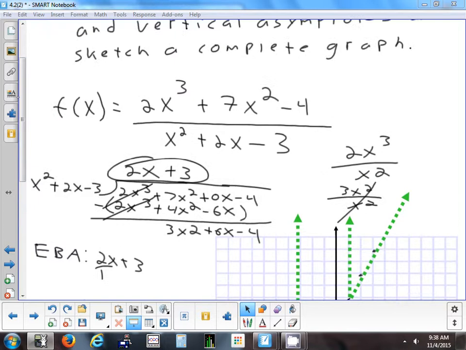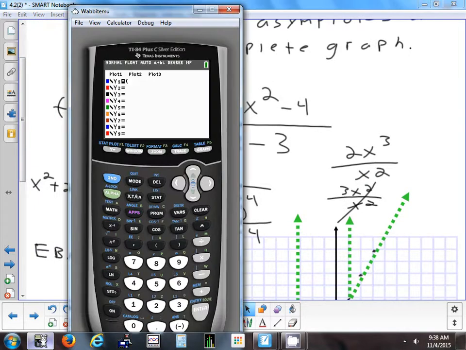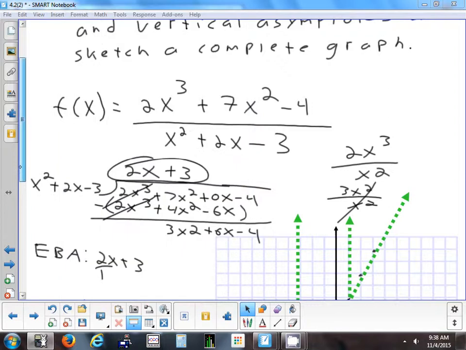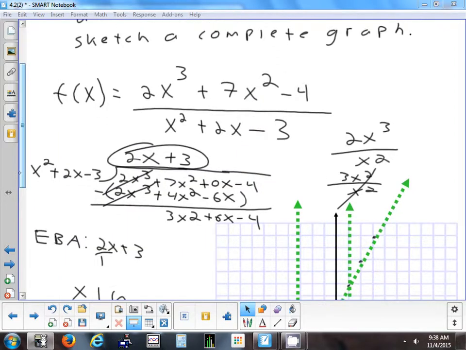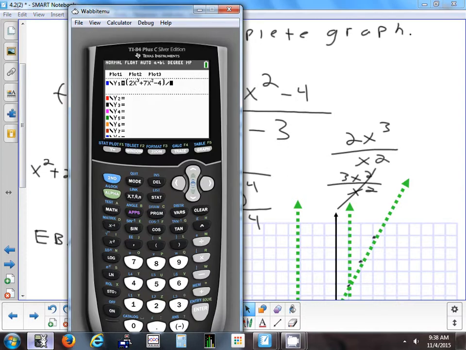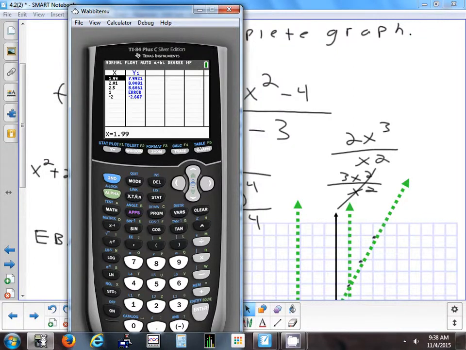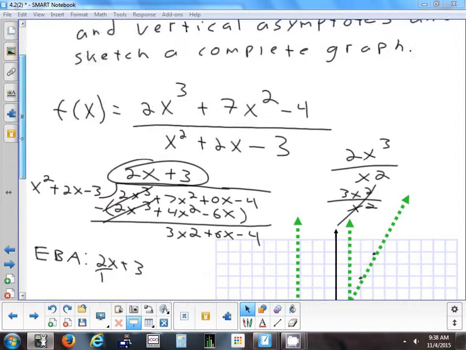So 2x cubed plus 7x squared minus 4, divided by x squared plus 2x minus 3. I mean, think about how much more of a pain this would be without being able to use your table. You'd have to plug in all these numbers we're about to do by hand.